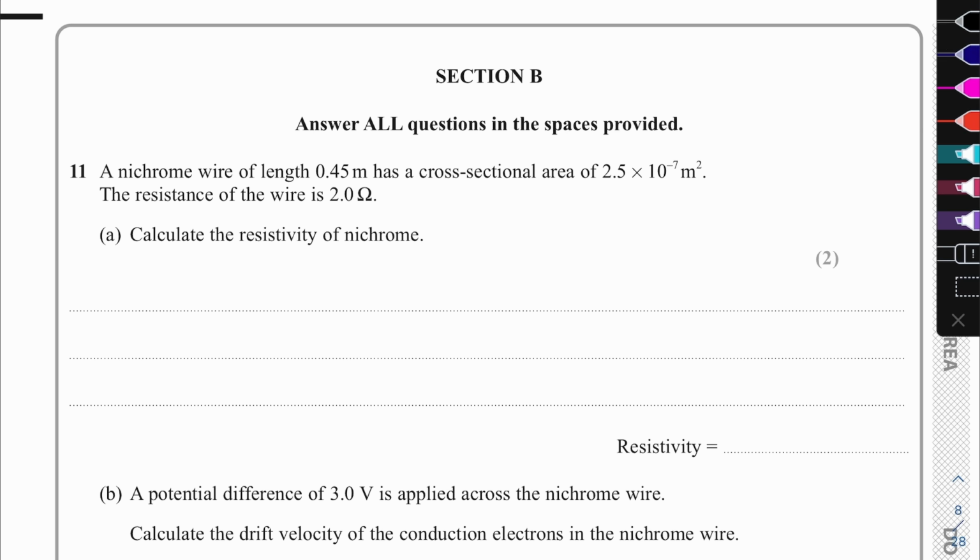So we have a nichrome wire of length 0.45 meters with a cross-sectional area of 2.5 times 10 to the power of negative 7 meters squared. The resistance of the wire is 2 ohms. Calculate the resistivity of nichrome.